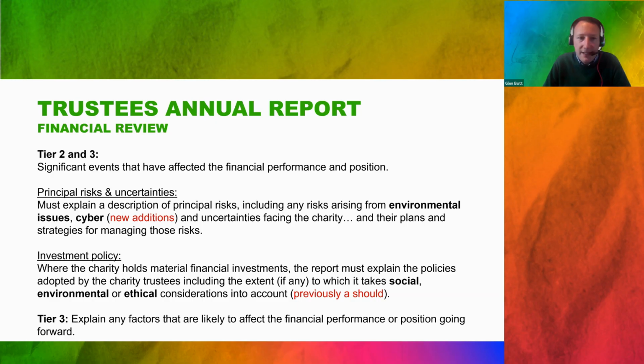And then for tier 3, so again for those larger charities, the financial review also has to explain any factors that are likely to affect that financial performance or position going forward. So for tiers 1 and 2, it's very much a focus on what you've done this year. Tier 3 has to almost do that forward-looking, what's coming down the line that's likely to impact on that position and performance that you've had from a financial point of view.